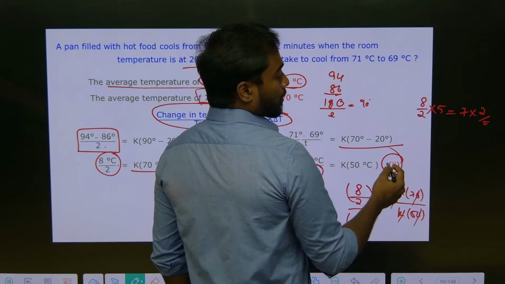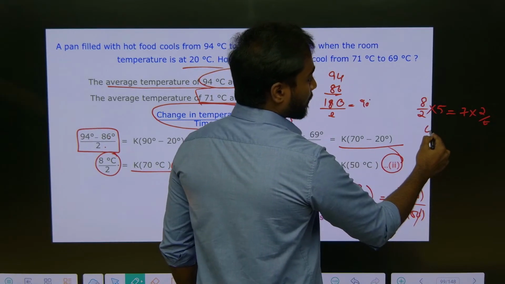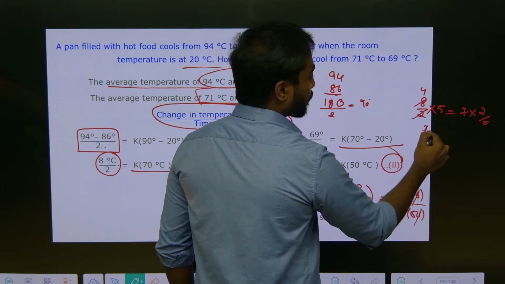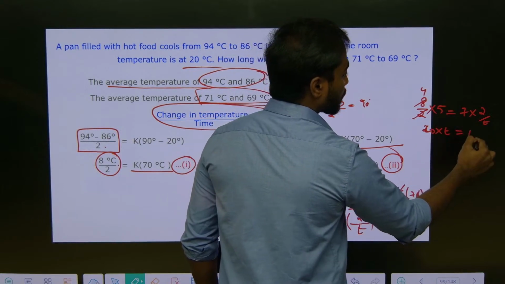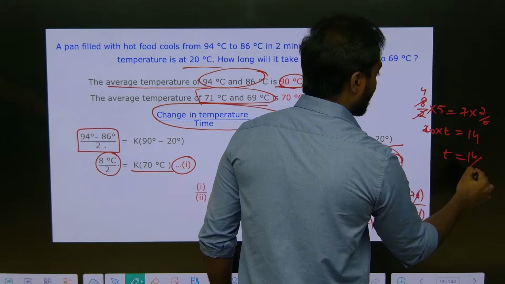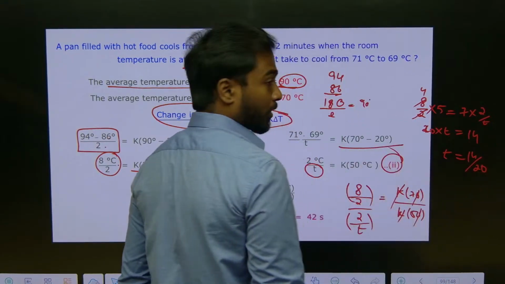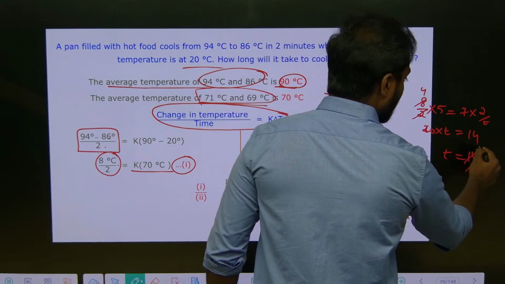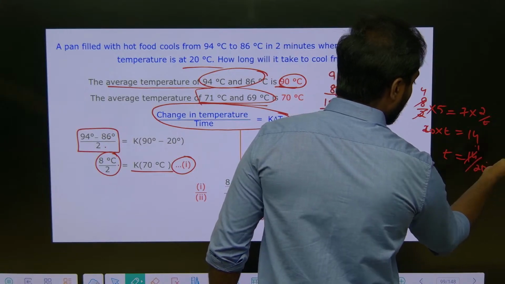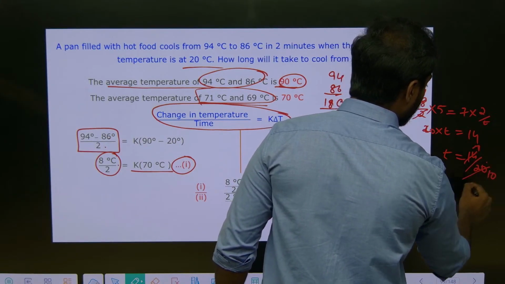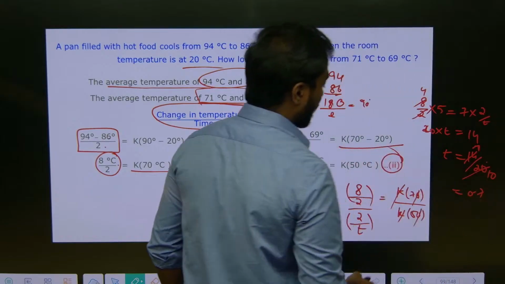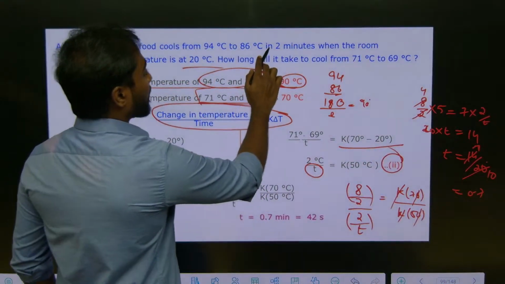So 8 fives are 40, and this is 4 times, so 20 into t equals 14. T equals 14 divided by 20, which is 7 times 2 over 10 times 2, so 0.7 minutes. We are calculating in minutes.